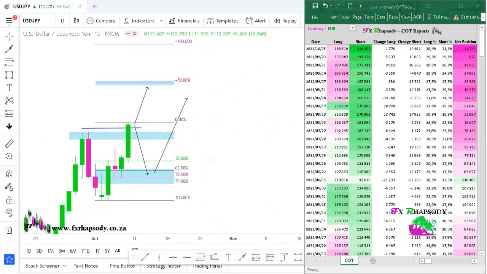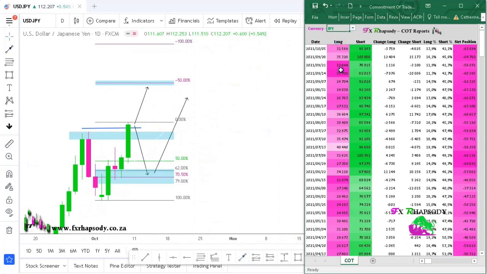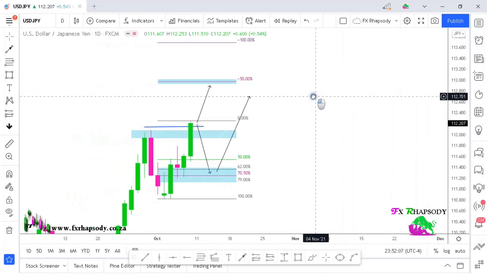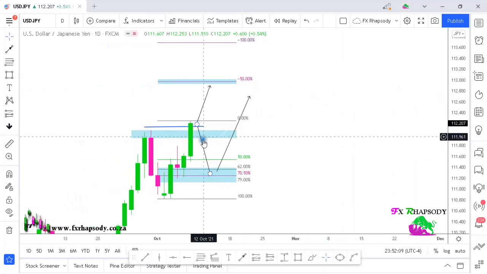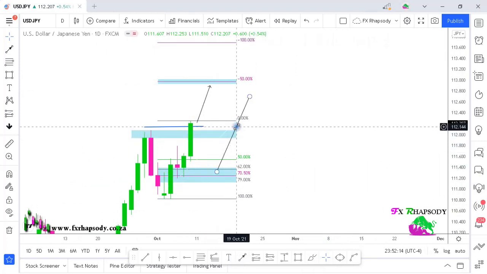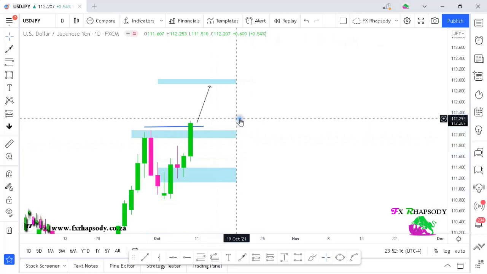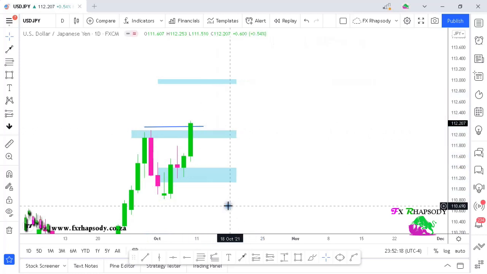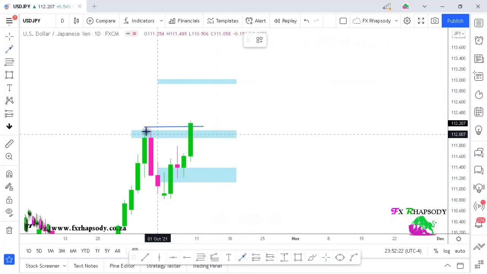Let's have a look at your COT reports. Now the Japanese yen, like we know, it's been weak for so long, and you can see some longs being closed in the market, some shorts being closed, a little bit more shorts than longs. So yeah, maybe we can see a little bit of movement to the downside. And there's also this possibility, let me just take it out, especially after seeing the COT reports.